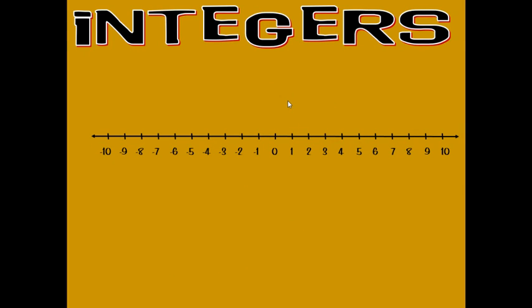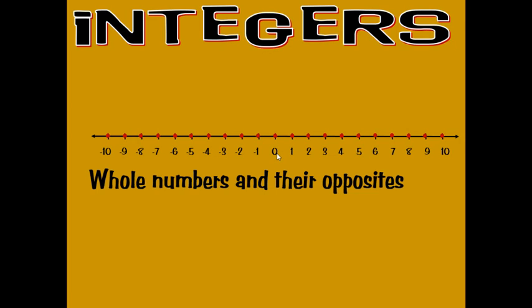Integers. So integers right here will be all the numbers on the number line including 0. So 0 all the way to infinity and 0 all the way to -infinity. The whole numbers and their opposites. That's basically what integers are. Whole numbers and opposites.